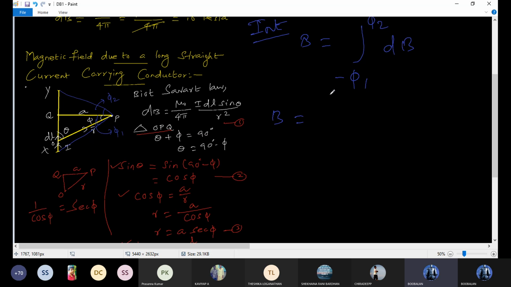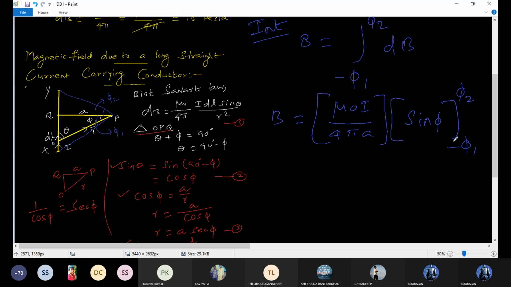So apply the dB value. B equals, the common term I will take outside: mu naught I divided by 4 pi A. This is the common term, so only cos phi and d phi are applicable. Integrating cos phi you will get sin phi, upper limit minus lower limit: sin phi 2 minus sin phi 1.